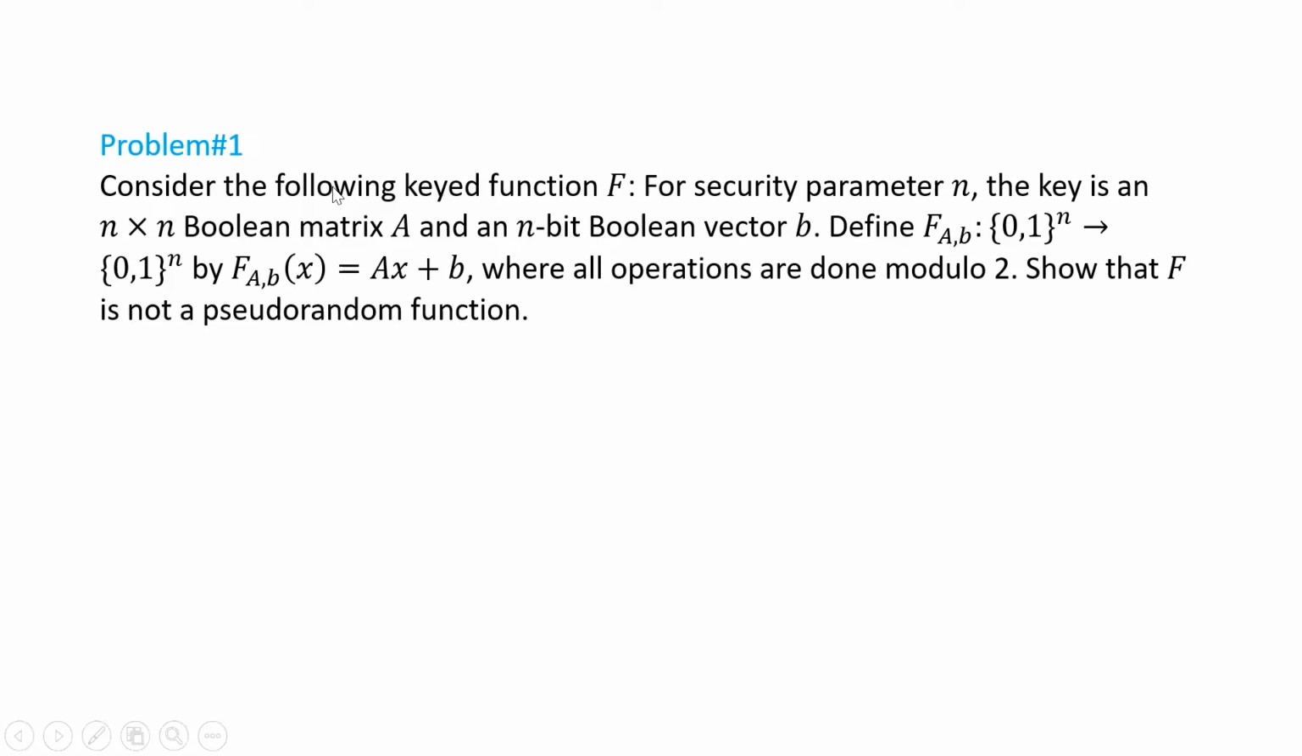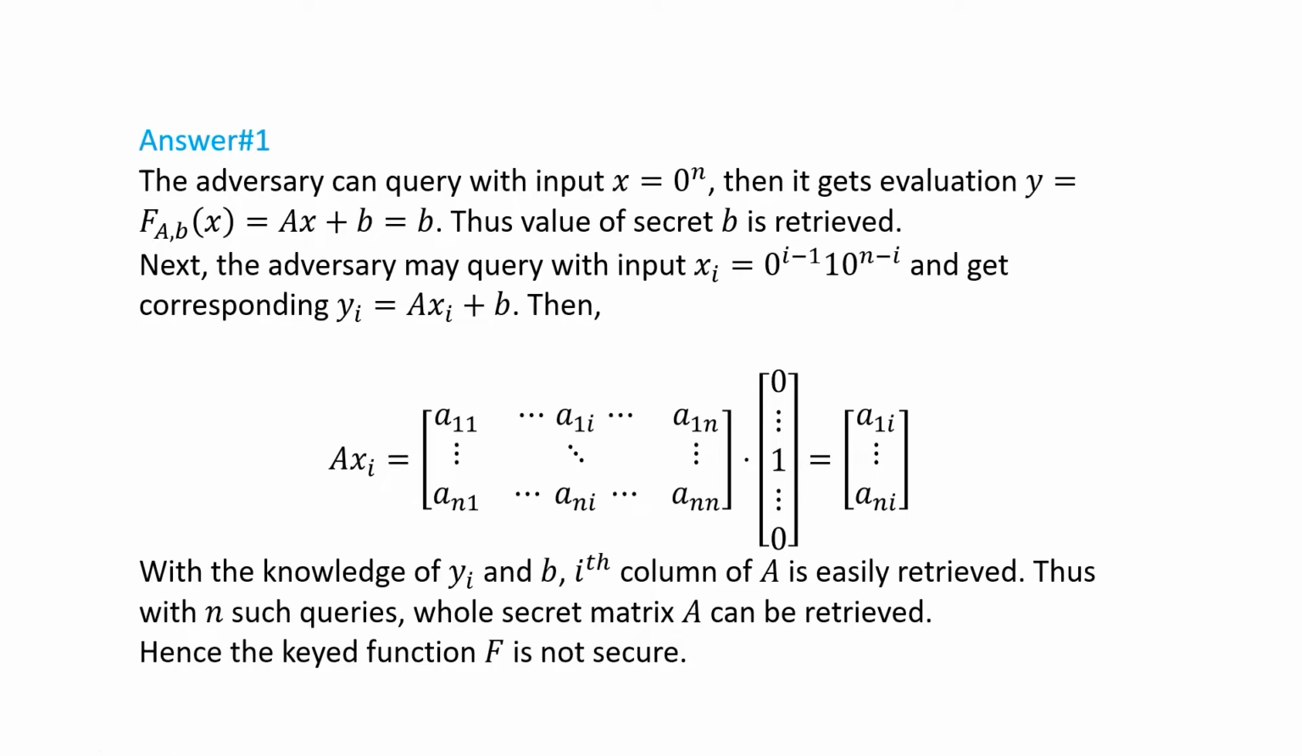So that is the definition of PRF. Now, to show that the function defined as secret (A, b), x maps to Ax plus b is not pseudo-random, first the adversary can query with input x equal to all zeros, n zeros. The PRF output then becomes b, because whatever value is contained in the binary matrix A, it all becomes 0. So the value of secret b is already retrieved by this simple query.